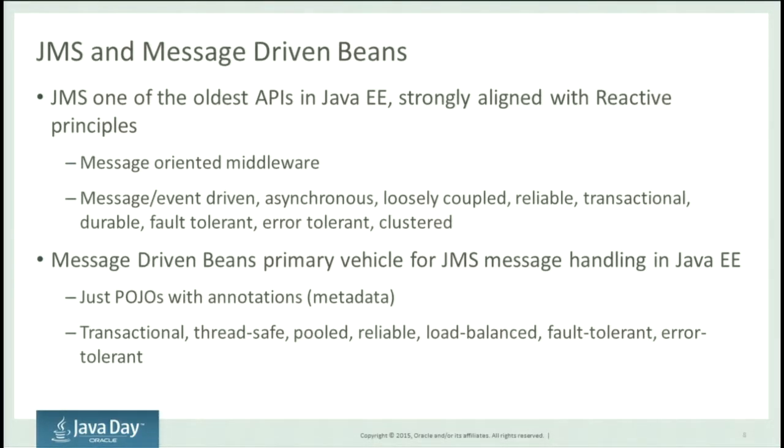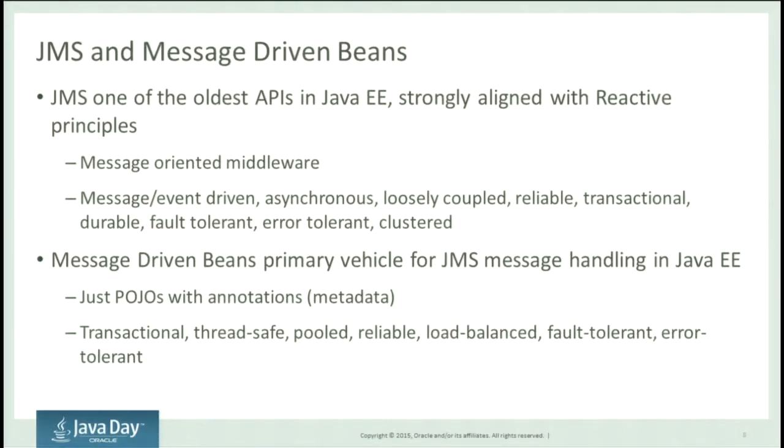On the receive side of the messages, you have another very powerful tool called message-driven beans. In Java EE 7, these are really nothing much more than simple POJOs with annotations. If you haven't seen that before, I will show it to you in the subsequent slide.